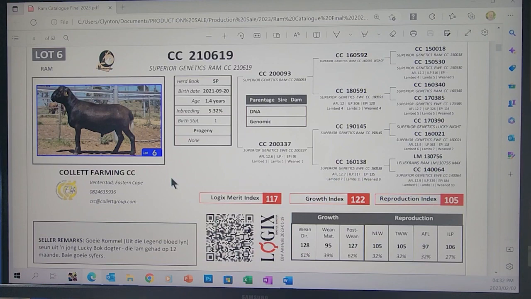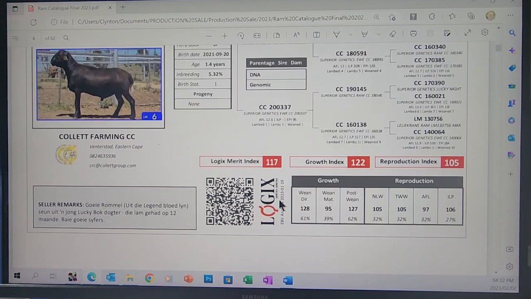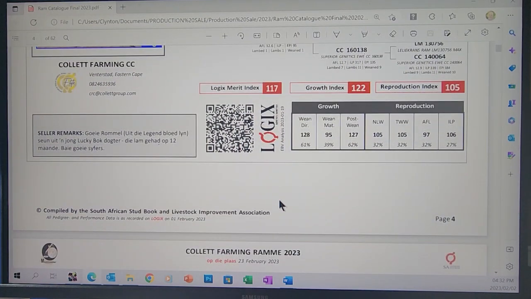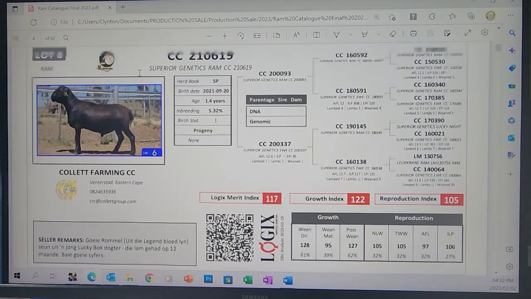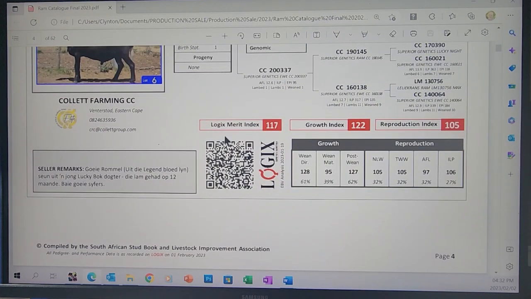What I'd just like to point out to you is, first look, here are the rams' information themselves. So there's the reproduction values, there's the growth index, and there's a combination of the two more or less, and that is called your logic merit index. So have a look at those. What I want you to bear in mind is these are all young rams, so they haven't got much information. They've got very little. They haven't been used yet.